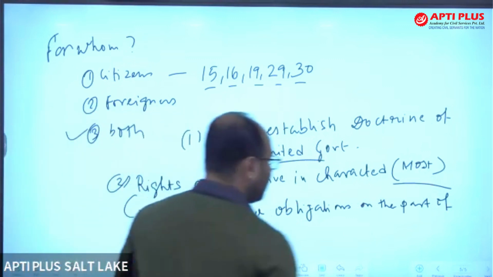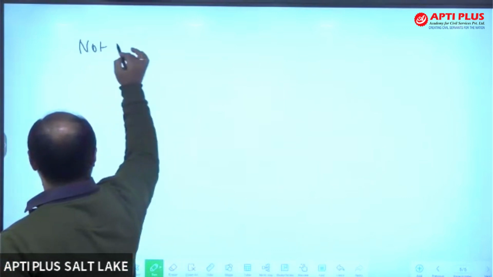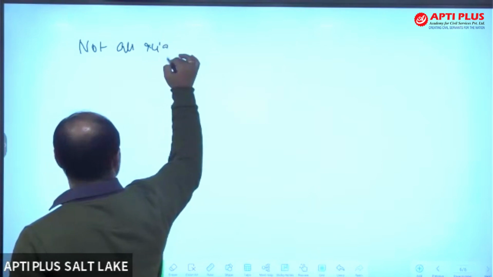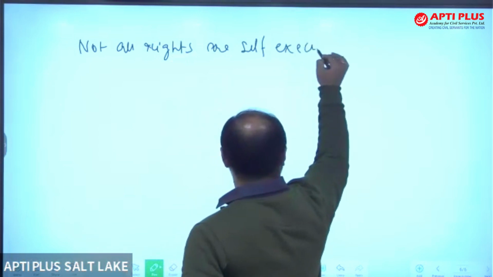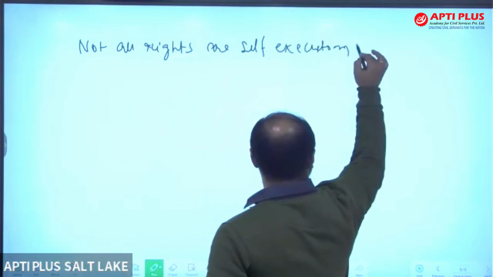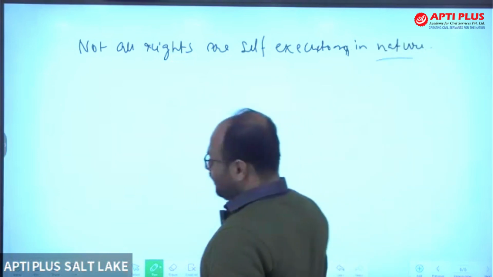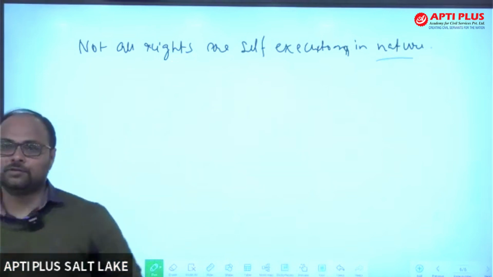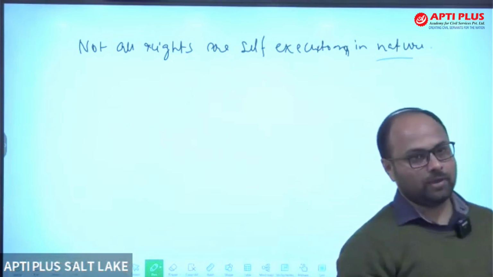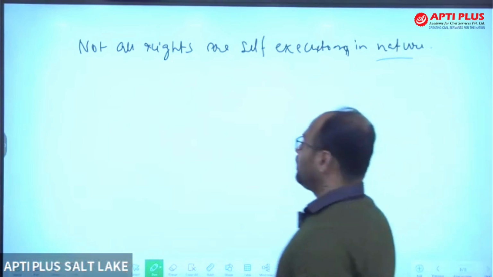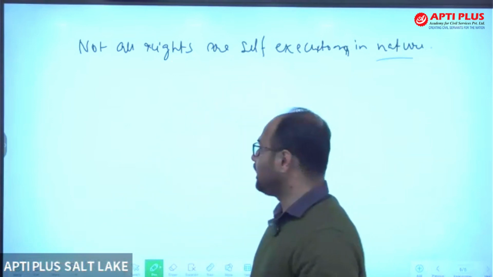And one more point you have to remember: not all rights are self-executory in nature, which means not all fundamental rights are self-executory, which means that fundamental rights cannot work by themselves. I'm not talking about everybody, but not each and every right is self-executory.